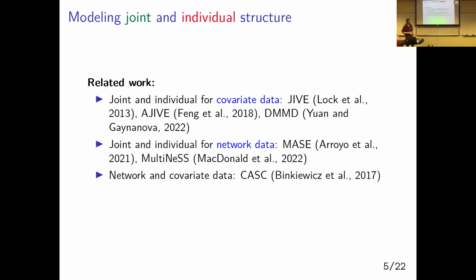The second camp is for multiple network data sets. There's some work about shared structure among multiple networks where they share the same nodes, and some work that started a notion of shared and individual structure for multiple network data. And then lastly, you've got work addressing when you have a network data set and a covariate data set. But there's not a lot of work that treats shared and individual structure for networks with covariates.